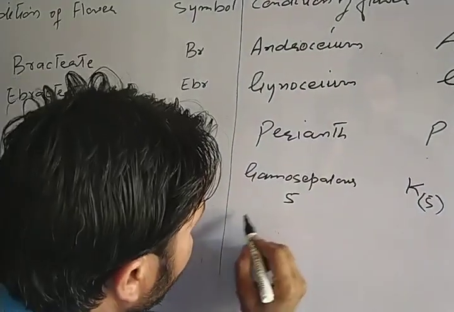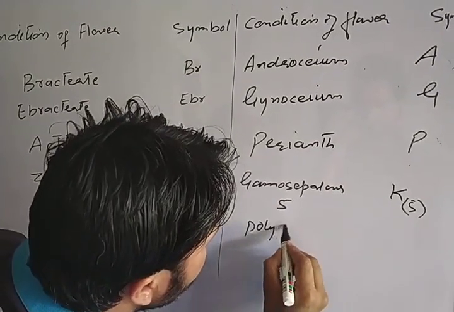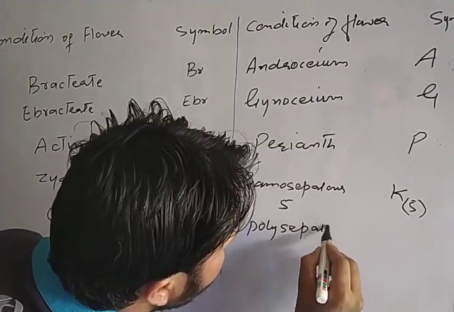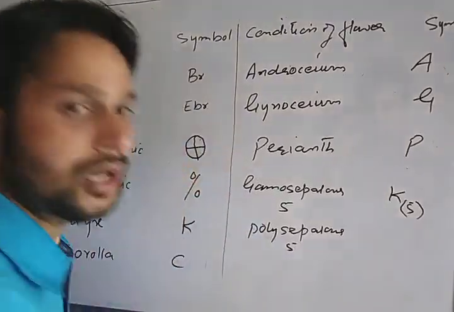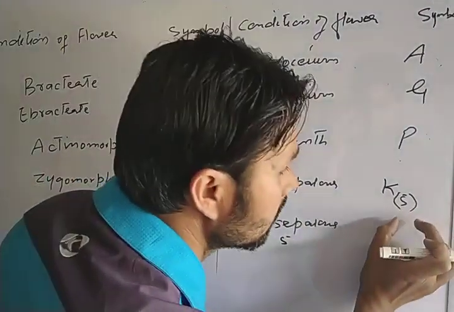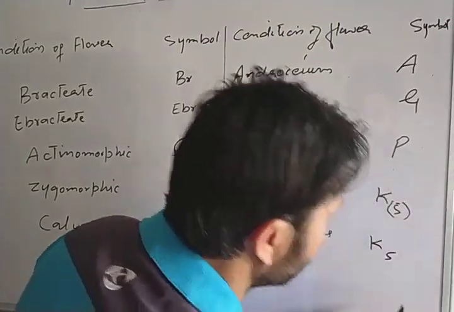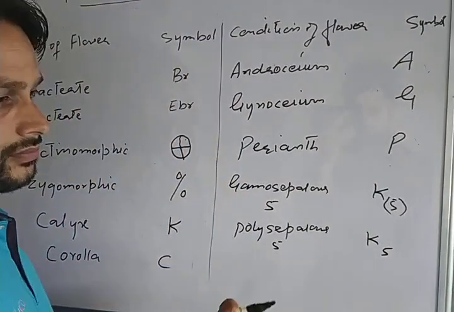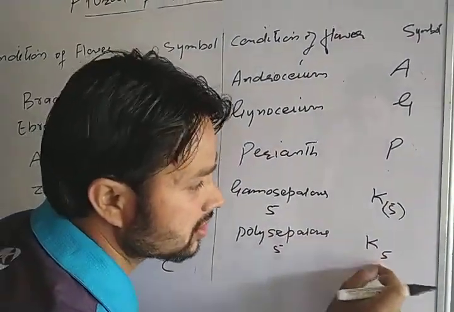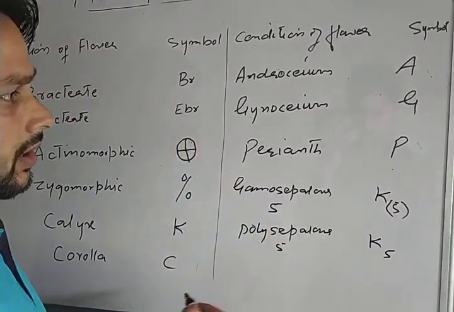Now, polysepalous, again 5 in number. These sepals are 5 in number and poly means they are free. Then the bracket is withdrawn from here, and it is written like this: K with 5 without brackets. This is the polysepalous condition.